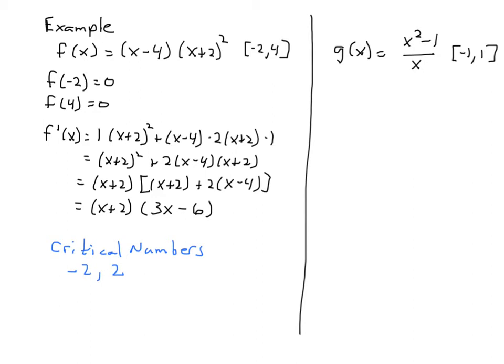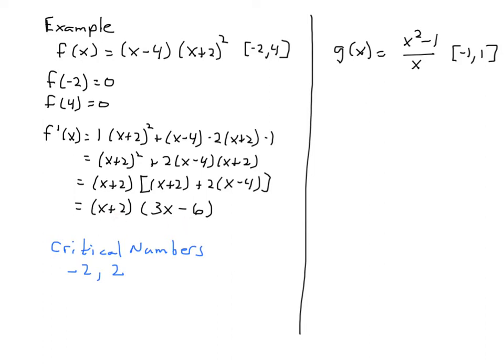Simplifying that a little bit, I get (x + 2)^2 + 2(x - 4)(x + 2). Now to find where we have our critical numbers, where the first derivative is going to be 0, I need to factor that. I notice there is a common factor of x + 2. I pull out the factor of x + 2, and I'm left with x + 2 + 2(x - 4). Simplifying inside the brackets, I get 3x - 6. So f'(x) is (x + 2)(3x - 6).